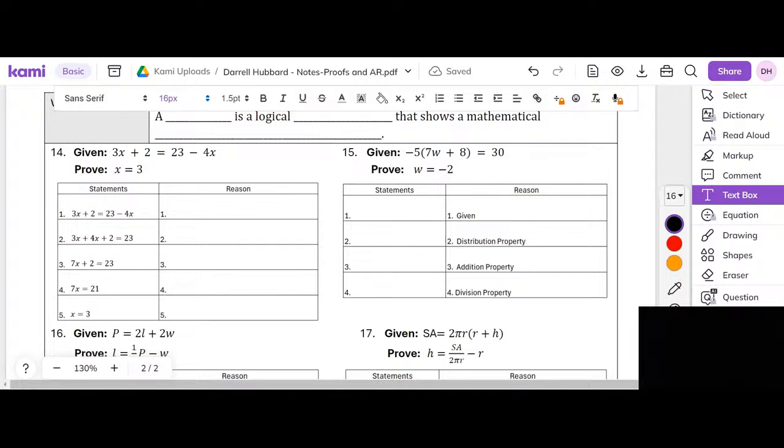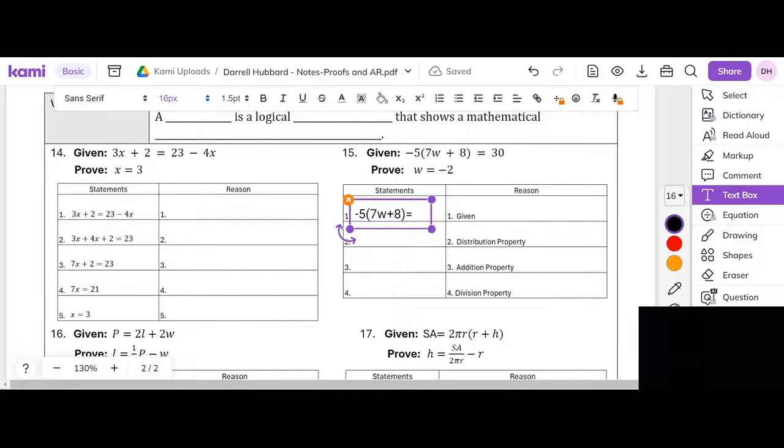So on 15 here, we're given -5 times (7w plus 8) is equal to 30. They want us to prove that w is equal to -2. Anytime that you're writing a proof statement, the first line is always going to be the same. It's always going to be what they gave you, right? Your statement is going to be what they gave you. Your reasoning is going to be given. So what I'm going to do on this first line is type -5(7w plus 8) equals 30. This is what they gave me, all right?